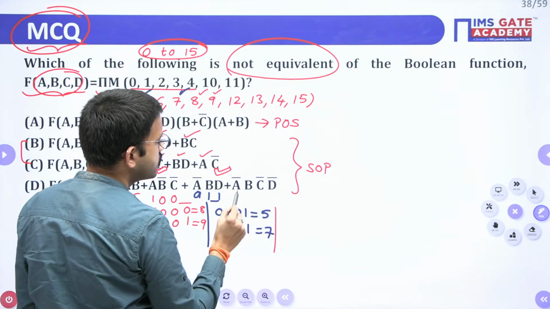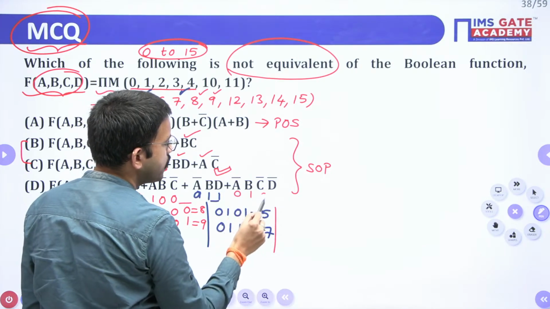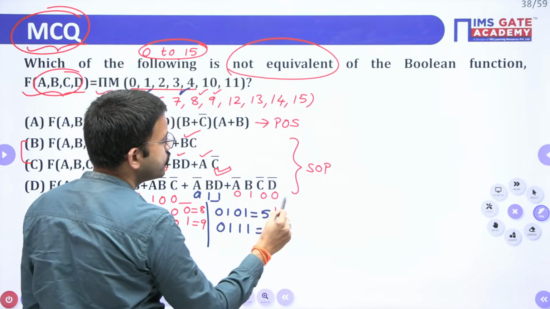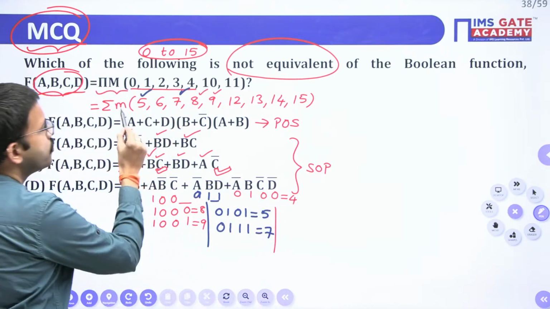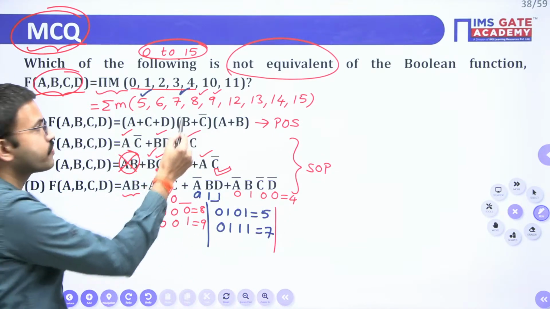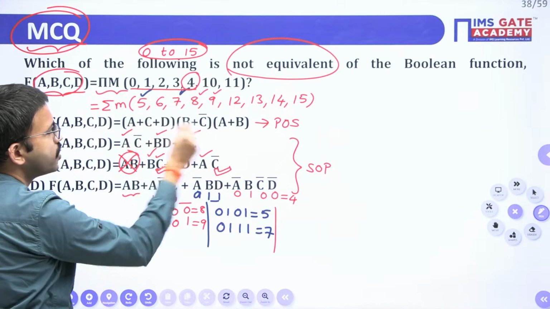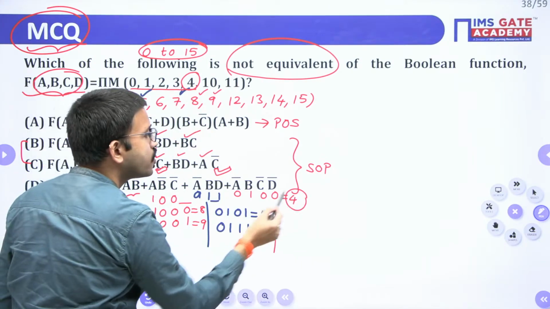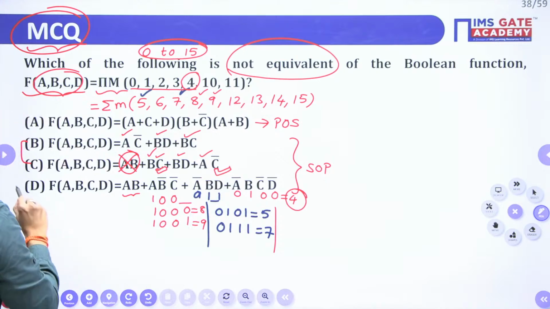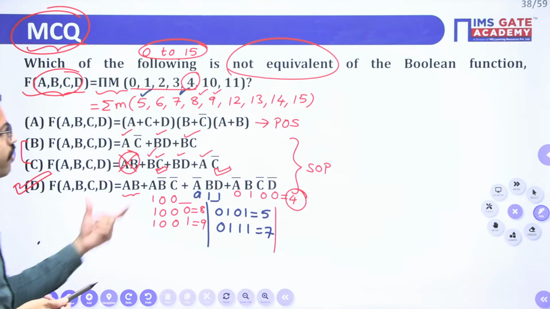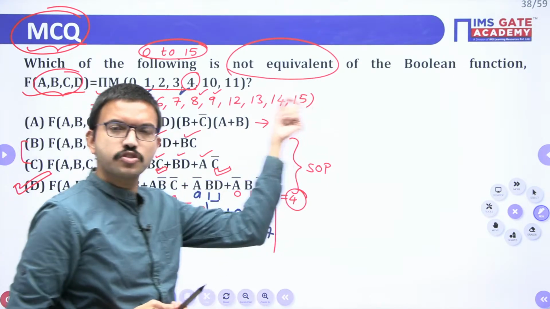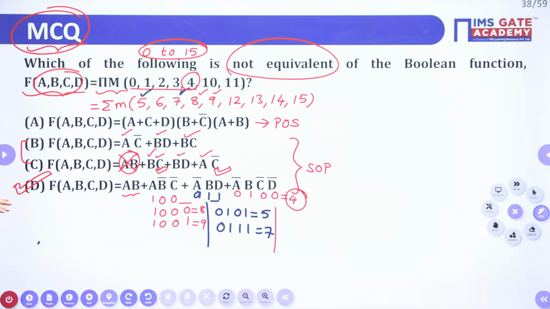Now focus on the last one, 0, 1, 0, 0. 0, 1, 0, 0 is nothing but 4. Do you have 4 in the minterms? No. 4 is there in the maxterms, but not in the minterms. That means this is not equivalent. So option D, whatever equation they have given, is not equivalent. So obviously that will be the correct option for this question.